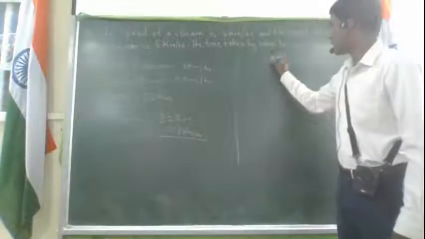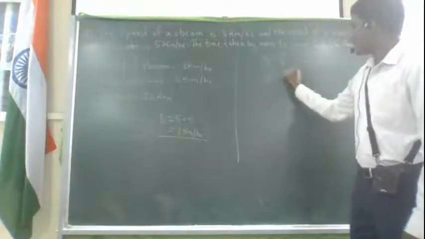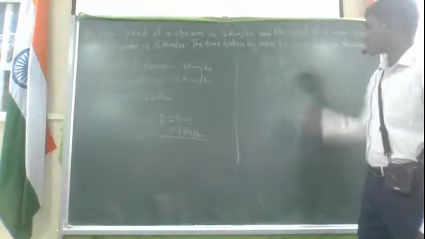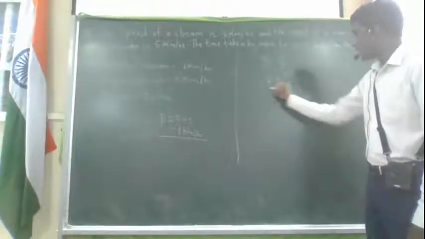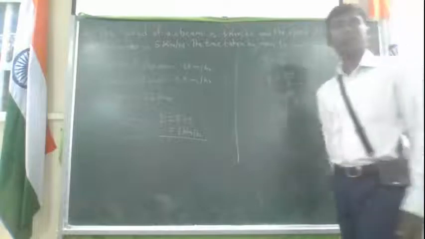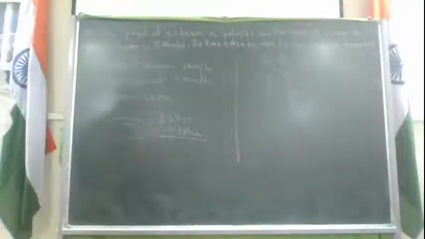Now they are asking time. Downstream speed you got, it is 8. Distance you know, it is 26. Time they are asking. So time is equal to 26 by 8. Yes, this is your answer. 3 hours 15 minutes.